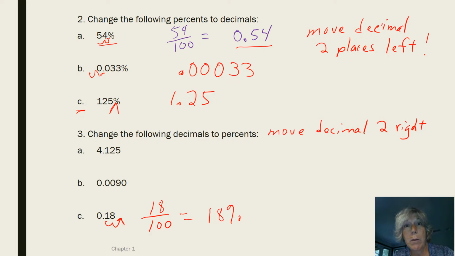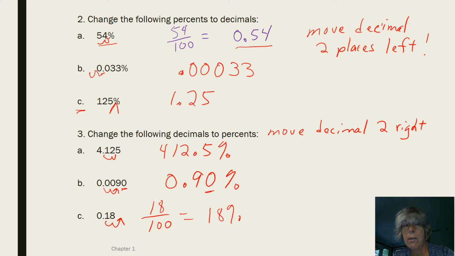4.125, well, that's bigger than 1. We know it's bigger than 100%. In fact, it's 412.5% because you move the decimal 2 places to the right. A very small number for part B, moving the decimal 2 places to the right gives me 0.90%. And I left that 0 on the end because it wouldn't have been written if it wasn't significant.